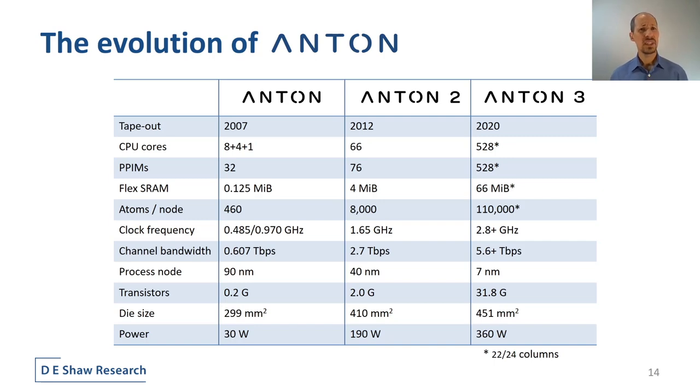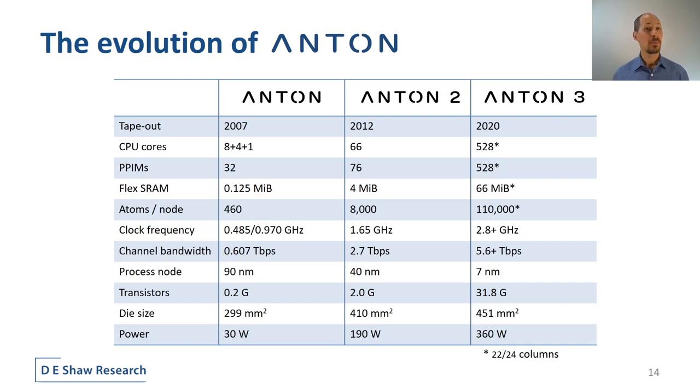A nearly 16x increase in transistor count was supported by the 7-nanometer FinFET process and a modest increase in die size relative to Anton 2. Typical ASIC power dissipation is just under twice that of Anton 2 at 360 watts, although it is almost identical when normalized for die area and frequency.